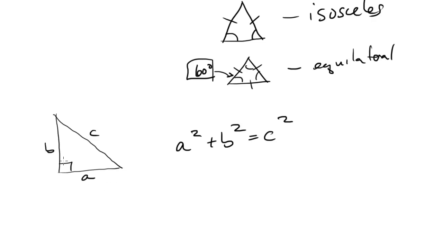So the square of this side, the square of this leg have got to equal the square of the hypotenuse, right? So each of these guys is known as a leg. And this longest side, the one across from the 90, is the hypotenuse.